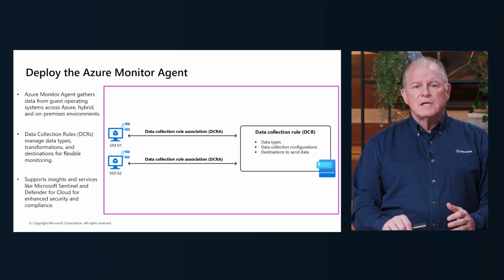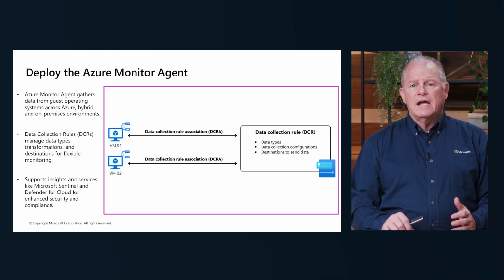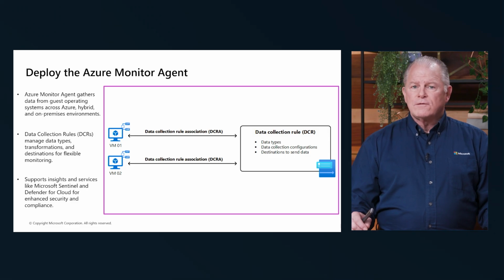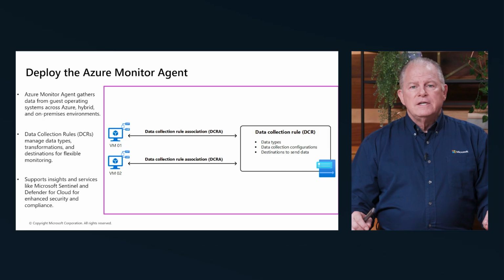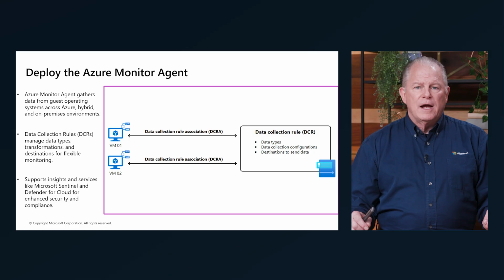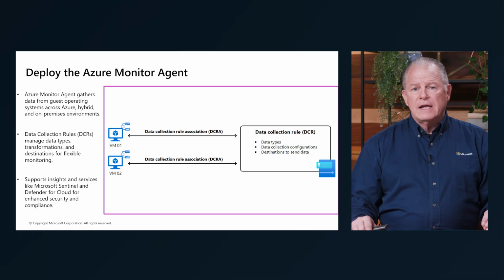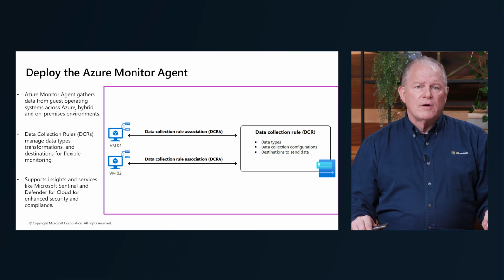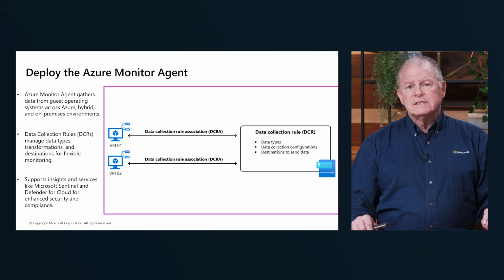This flexibility allows you to deploy the agent at scale across multiple environments. DCRs, or data collection rules, define what data should be collected, how it should be transformed, and where it should be sent. DCRs provide consistent methods for configuring different data sources and allow you to apply transformations to filter or modify incoming data before it's stored. The Azure Monitor Agent integrates seamlessly with other Azure services such as Microsoft Sentinel and Microsoft Defender for Cloud.